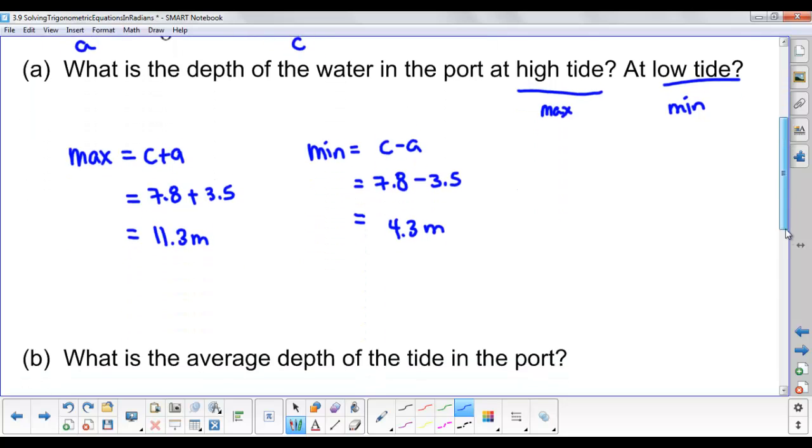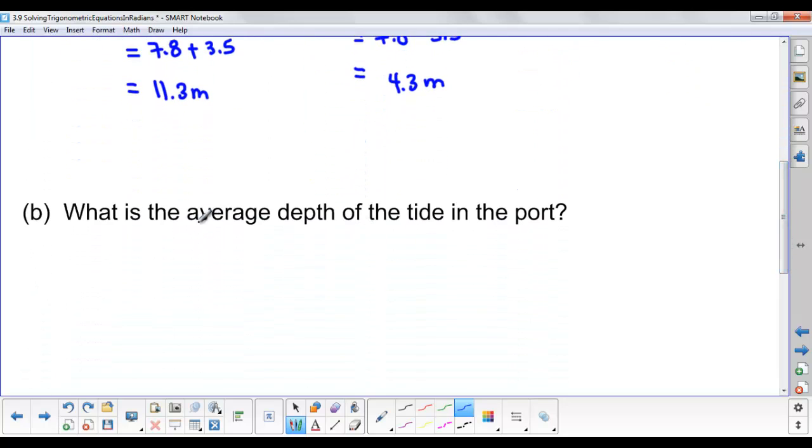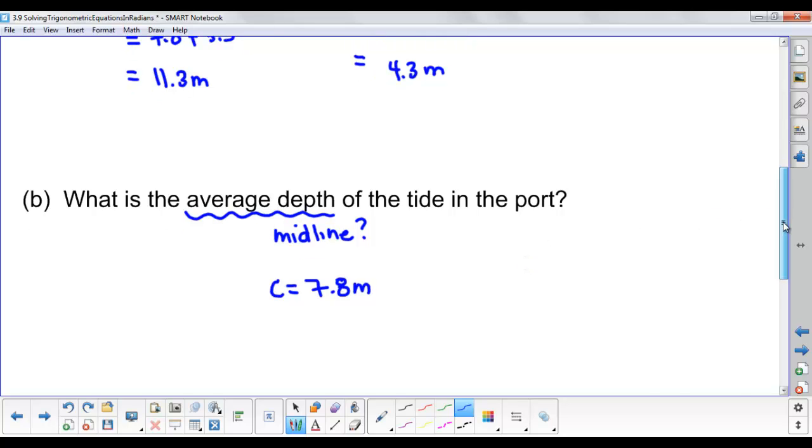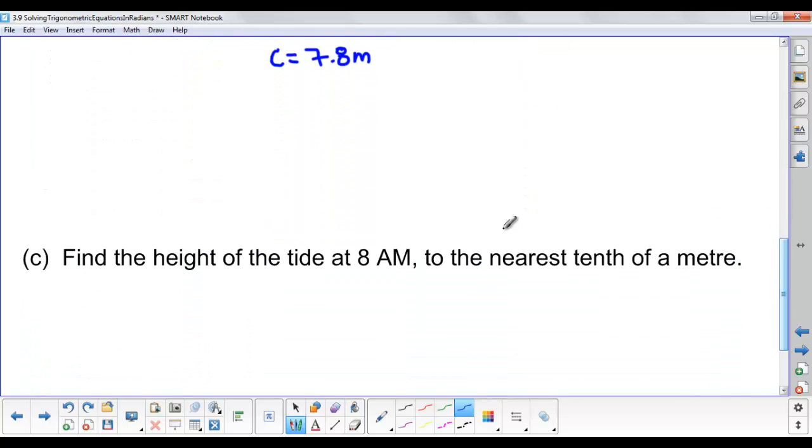Okay, next question says, what is the average depth of tide in the port? So what they're referring to here is, or what is the midline? Well, that's given to us exactly in the question. It's just our value of c, 7.8. Then finally, we want to find the height of the tide at 8 a.m. to the nearest tenth of a meter.